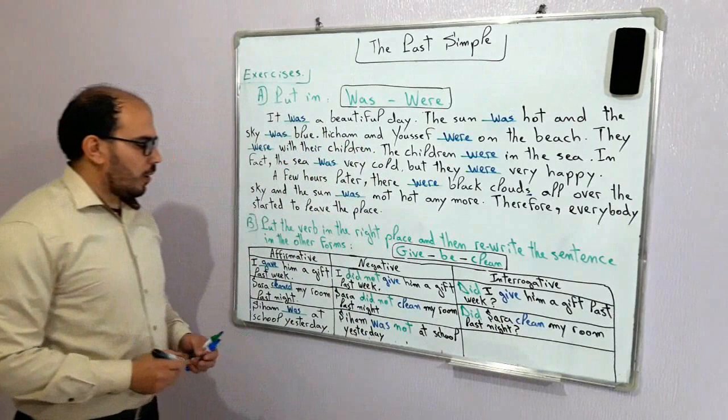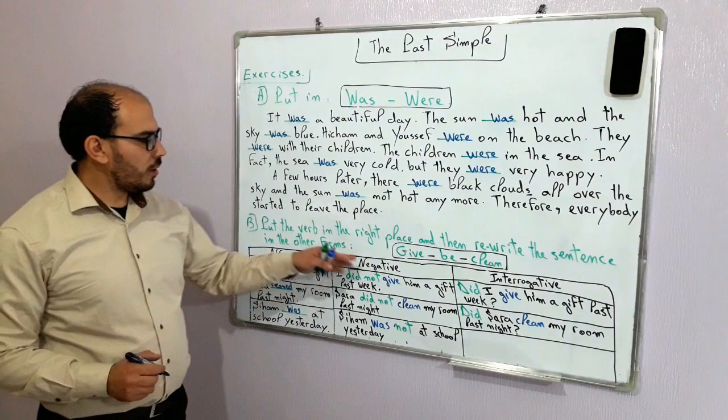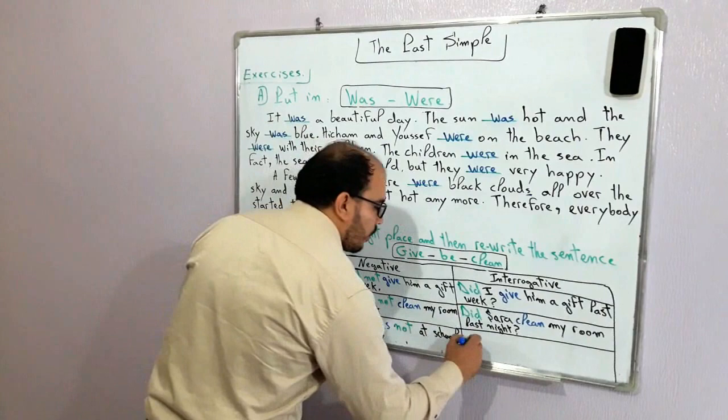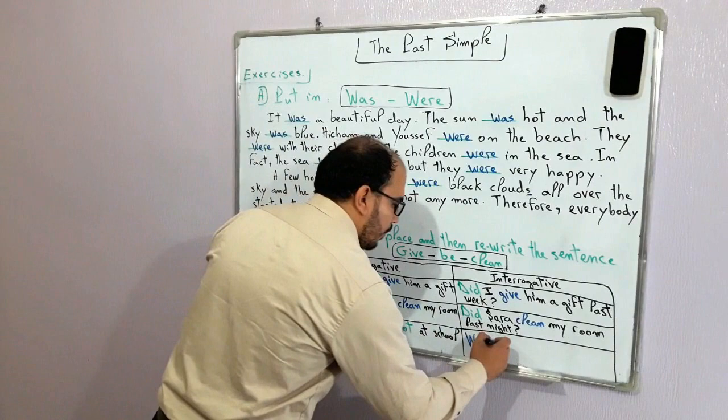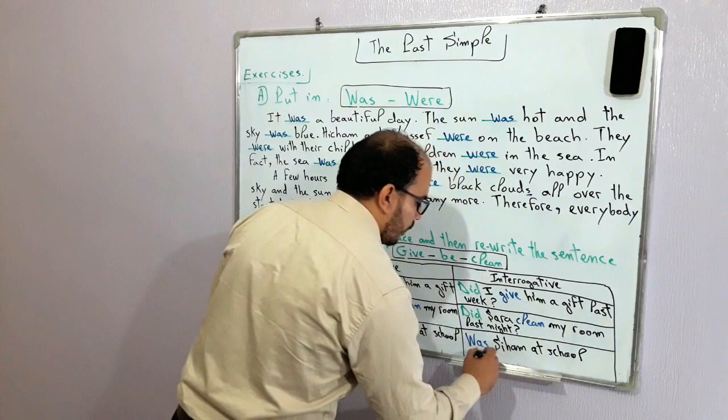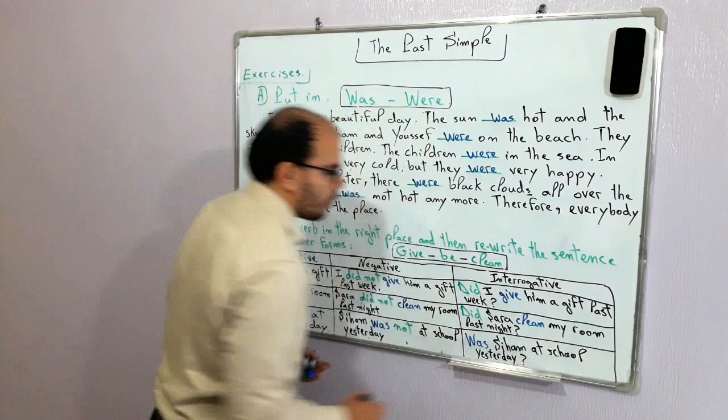For the last one, which is the verb to be, we said that the verb to be is an exception. In the negative form, we just add not. For the interrogative form, it is the same. We don't have the auxiliary did, so we just invert the verb. So we have was with the subject. Was Siham at school yesterday?